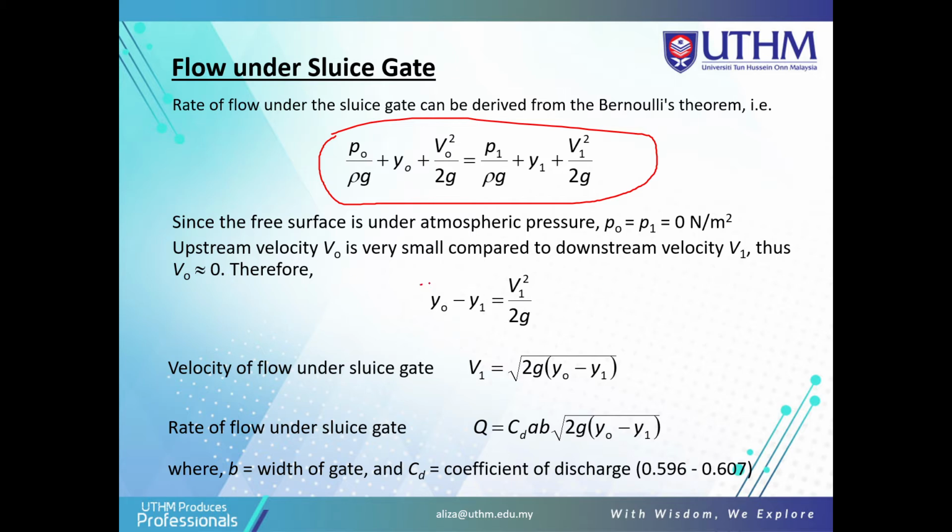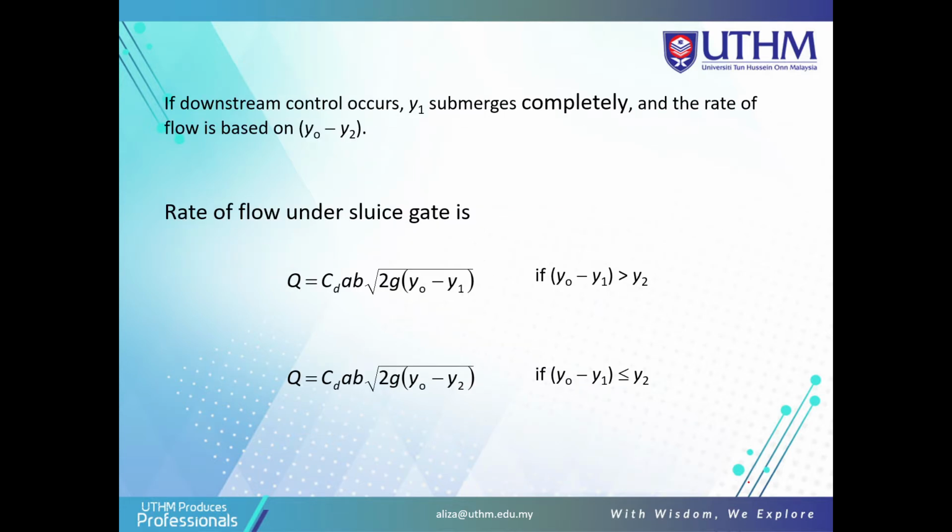So Y0 minus Y1 is equal to V1 squared over 2g. The velocity of flow under the sluice gate, and also the rate of flow under the sluice gate, is given by this formula. The CD, coefficient of discharge, is based on this range. All these formulas are given, so no need to worry.